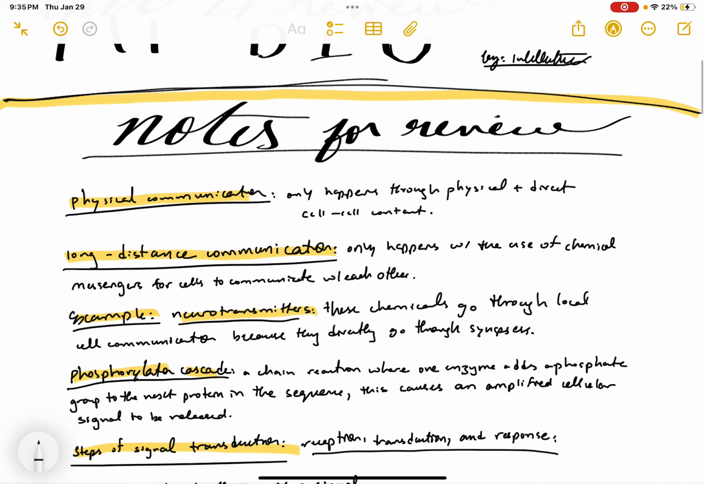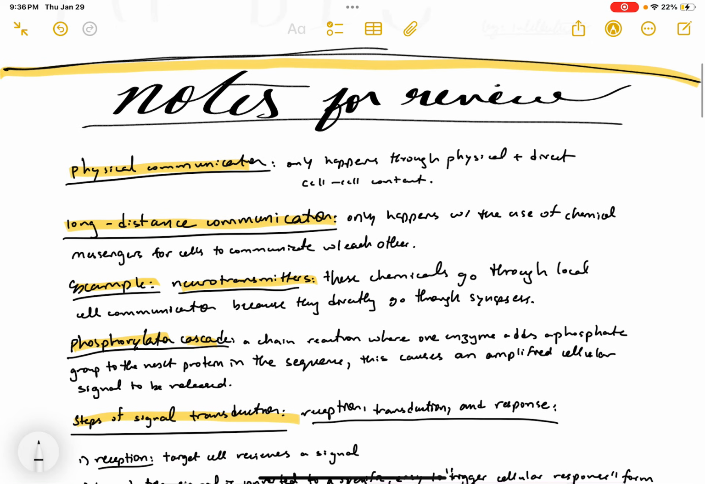Now let's go into some vocab. So a phosphorylation cascade. Now what I want to talk about with this word is just remember a chain reaction, okay? A chain reaction where one enzyme adds a phosphate group to the next protein in the sequence, and so this results in a changed or amplified cellular signal to be released.